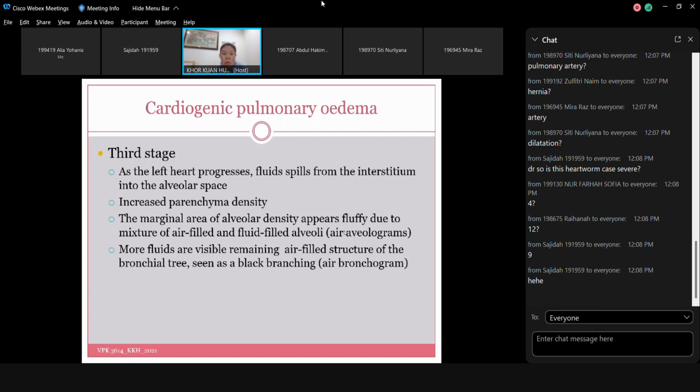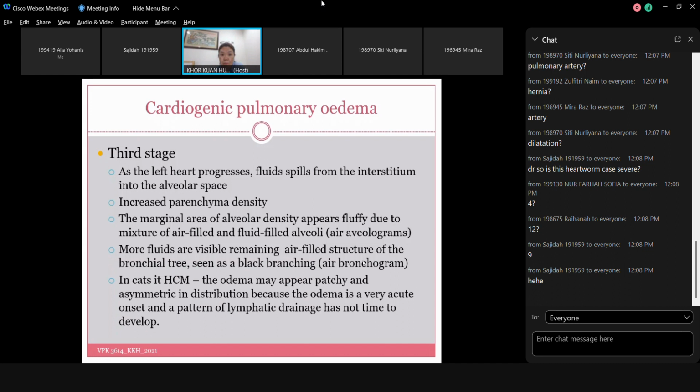You get these air alveolograms, also air bronchograms. All right. In cats, in dogs, normally the pulmonary edema is perihilar to the hilar region. But in cats, could be anywhere. Cats never follow the rules.